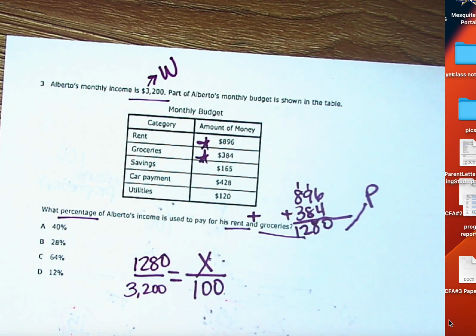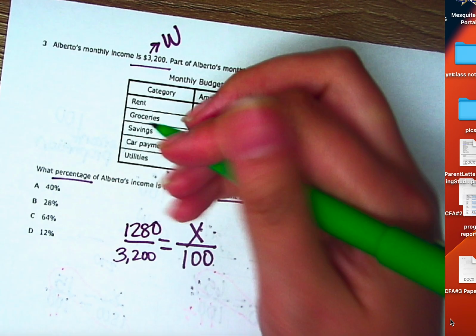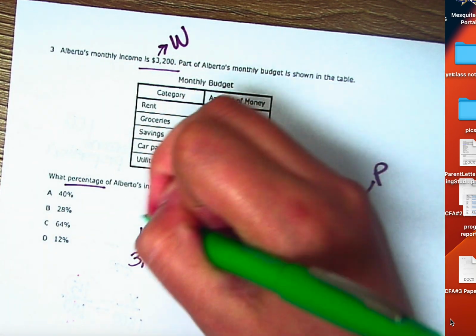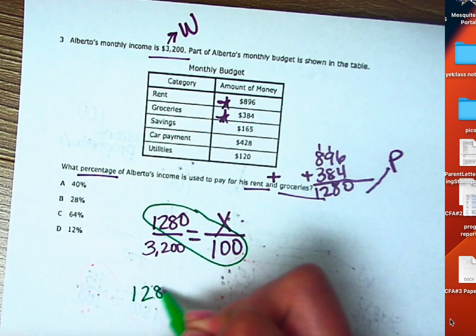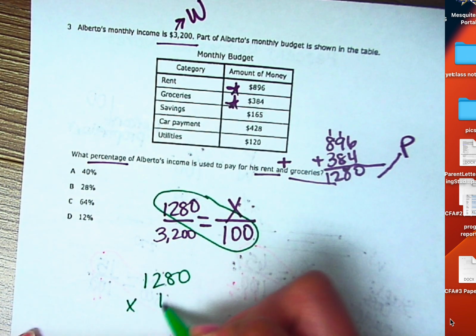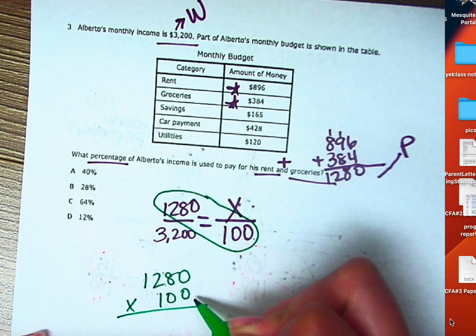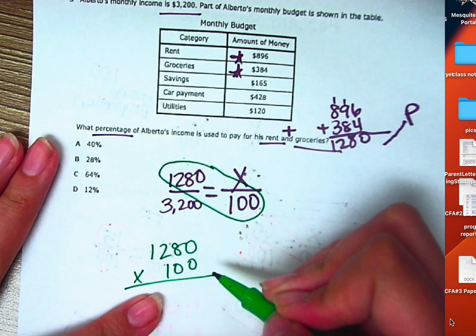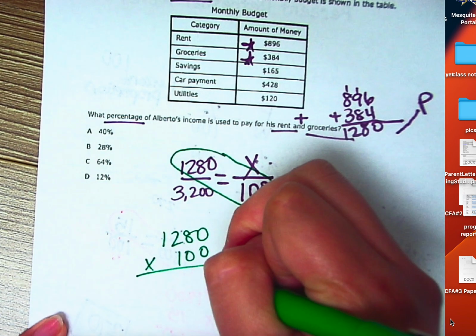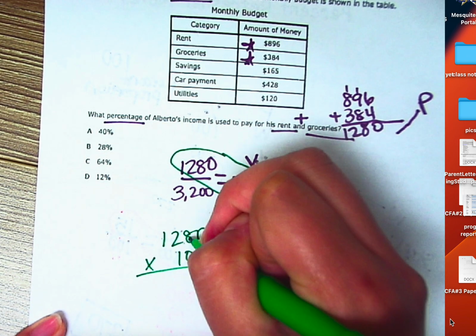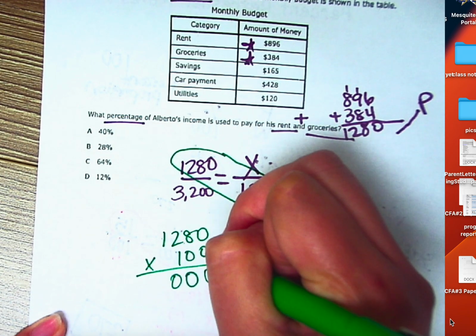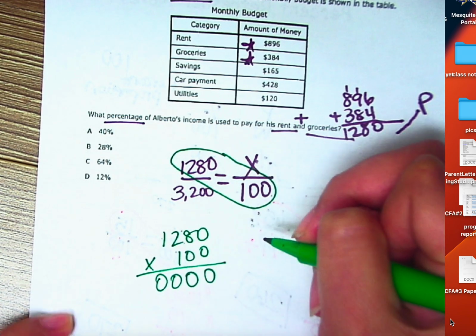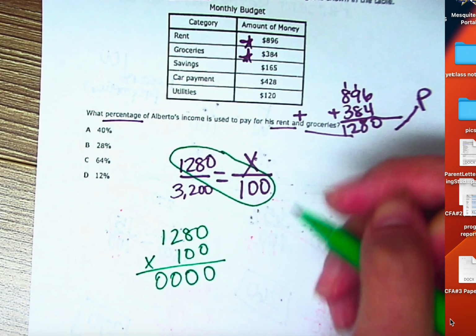So now we are going to cross multiply and divide. So we're going to cross these two. We're going to multiply them. 1280 times 100. There's 3 digits, so you need to be careful when you are multiplying. 0 times 0 is 0. 0 times 8 is 0, 0 times 2 is 0, and 0 times 1 is 0. Remember, anything times 0 is going to be 0.